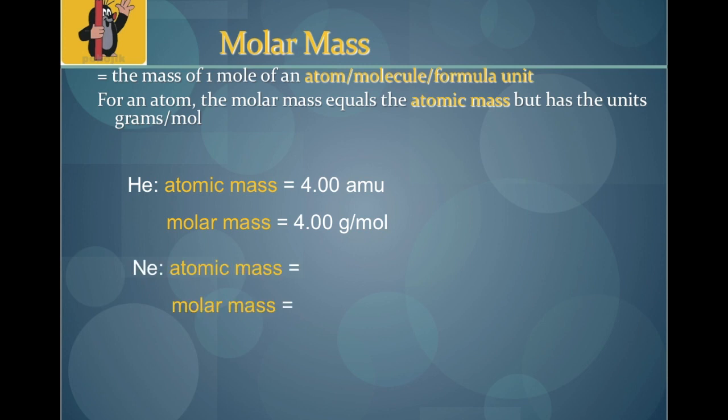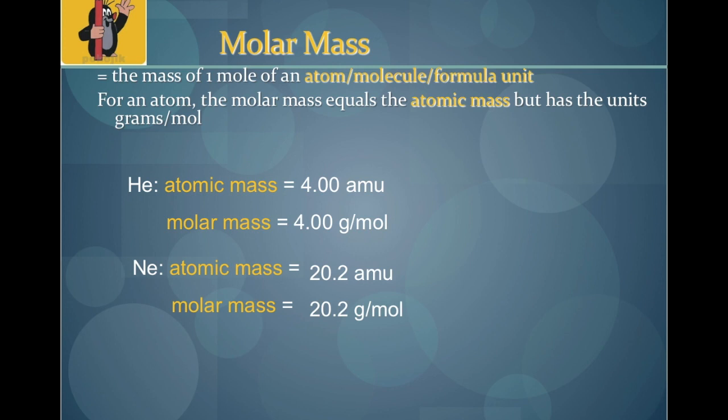For neon, we have an atomic mass. We can look it up on the periodic table. It's 20.2 atomic mass units. And the molar mass is going to be 20.2 grams per mole. So they're basically exactly the same, but we're talking about 6.022 times 10 to the 23rd atoms being 20.2 grams. If we have 1 atom, it's 20.2 atomic mass units.